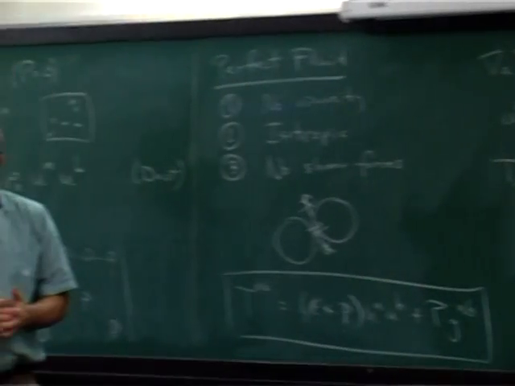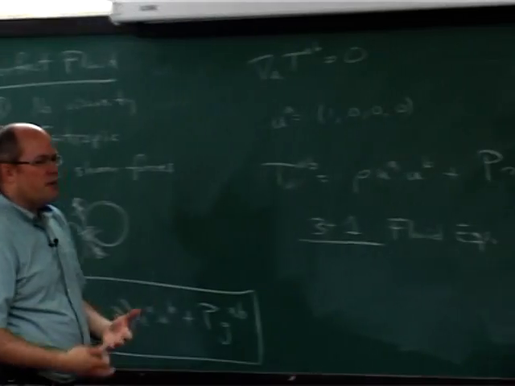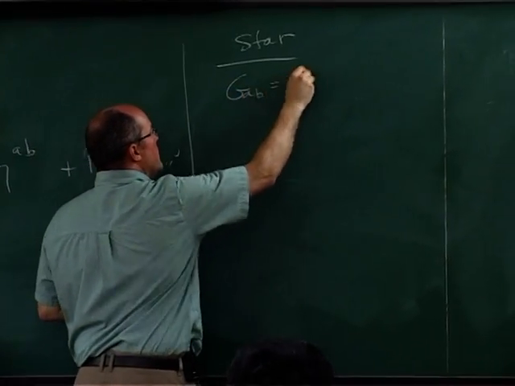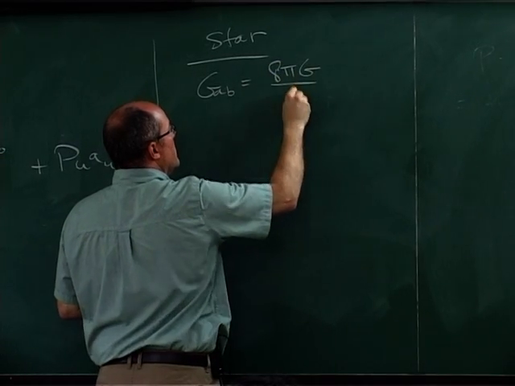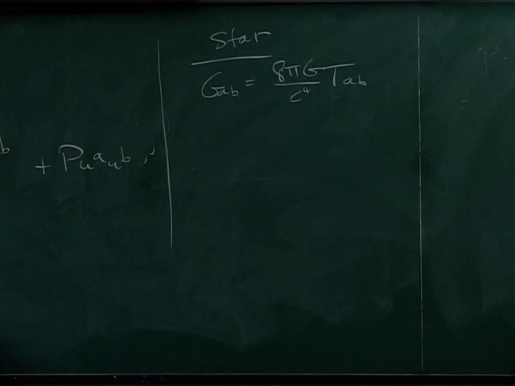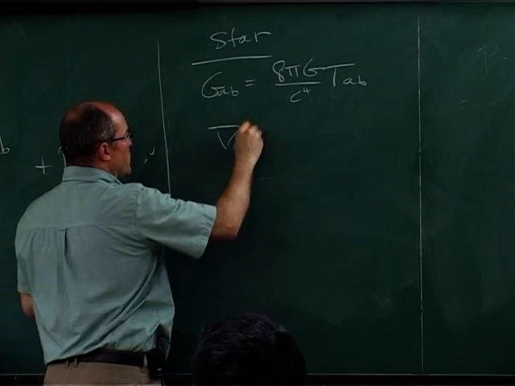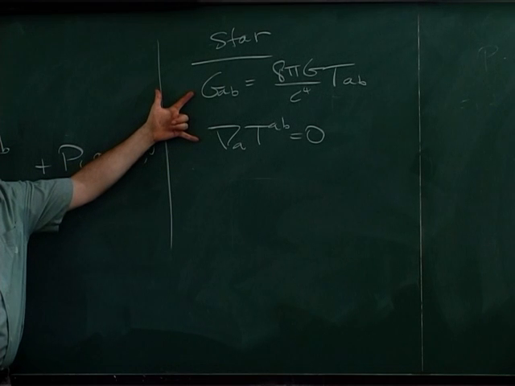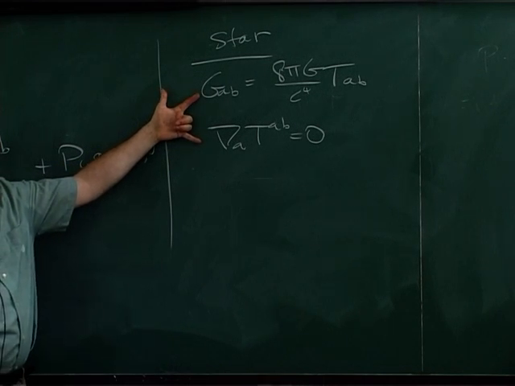Now what we want to do is think about solving a star in general relativity. So I have the Einstein tensor. I set it equal to the stress energy tensor with some factors there. That gives me the Einstein equations, okay? Then I have a second set of equations. These are the fluid equations. So I have 2 coupled sets of equations to solve.